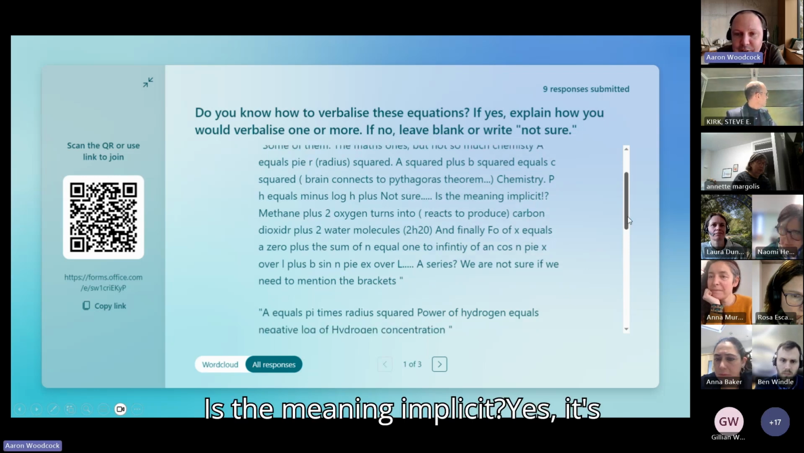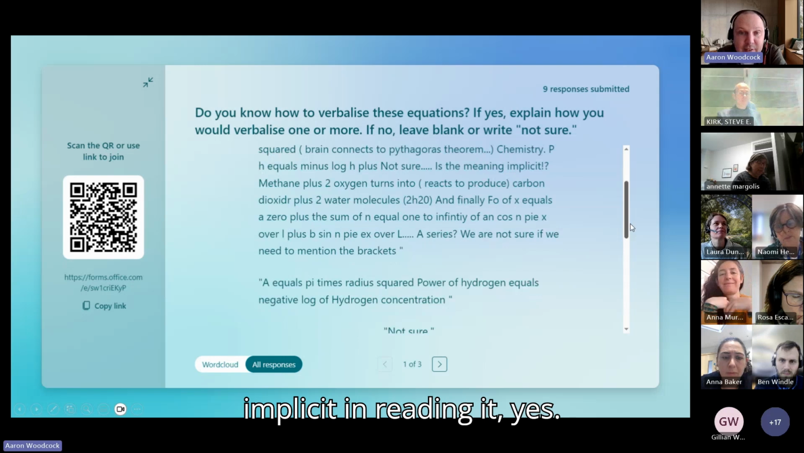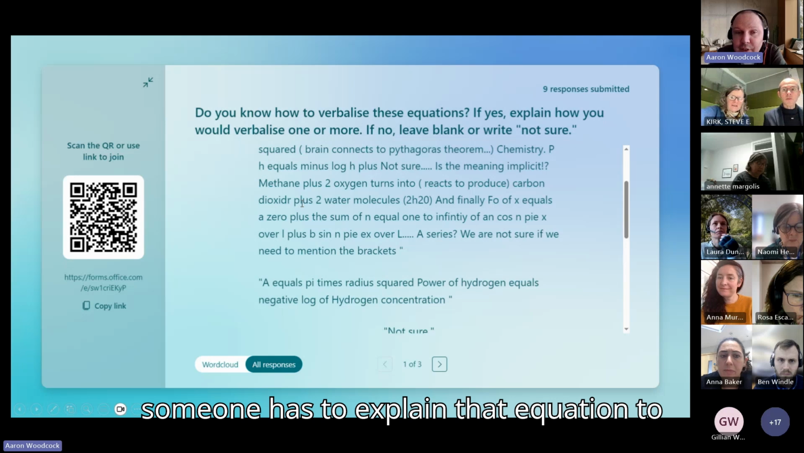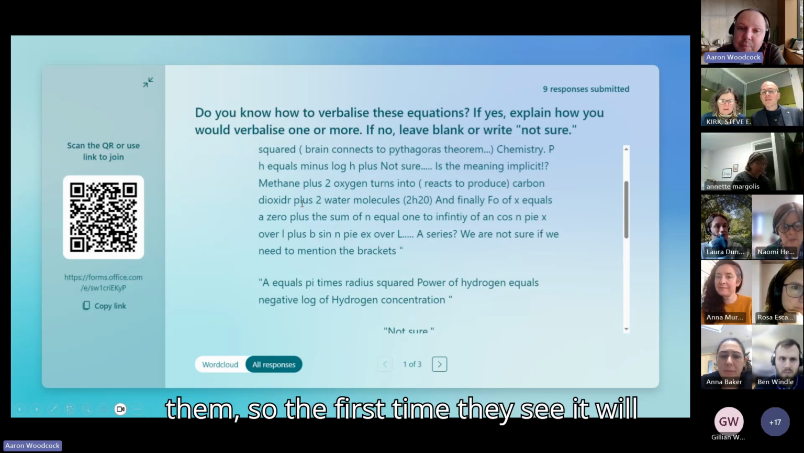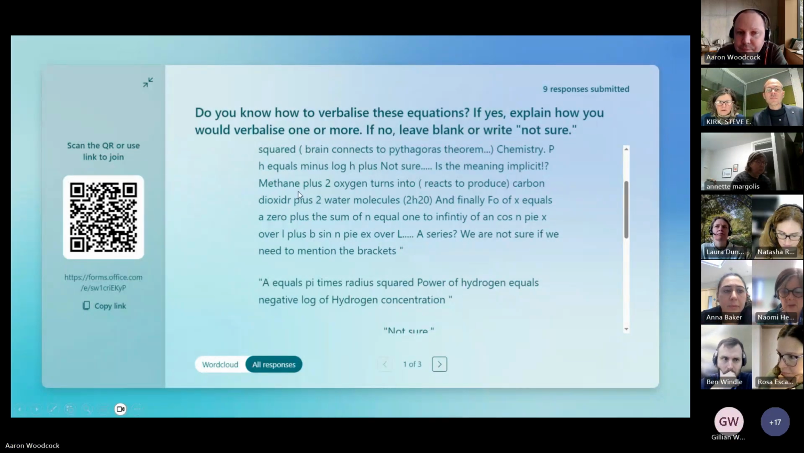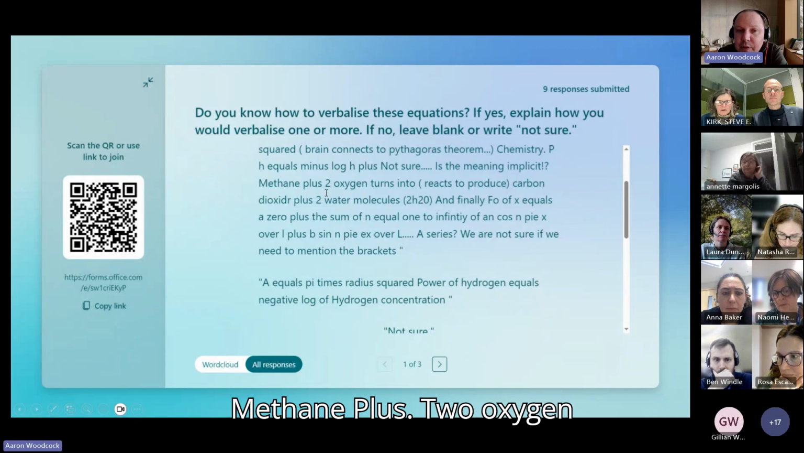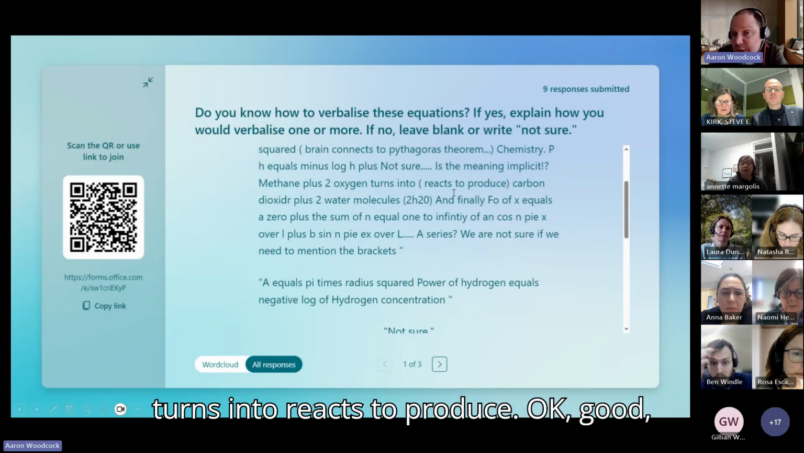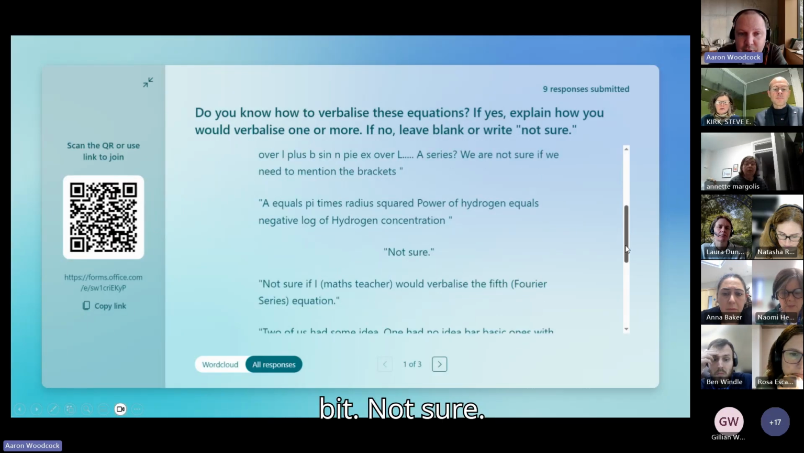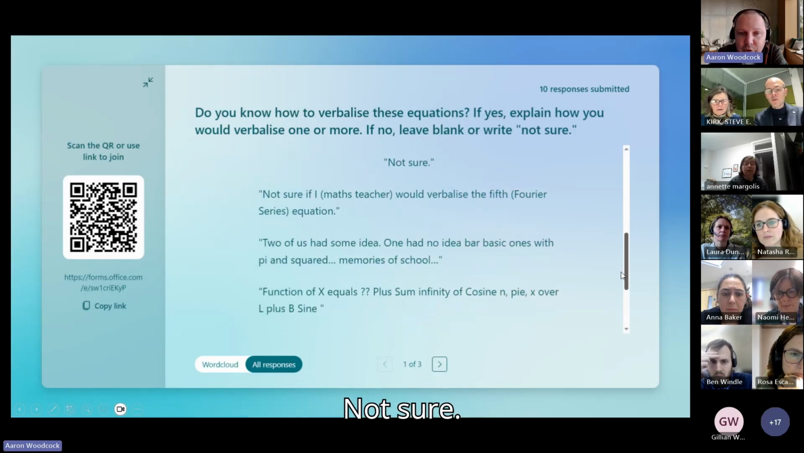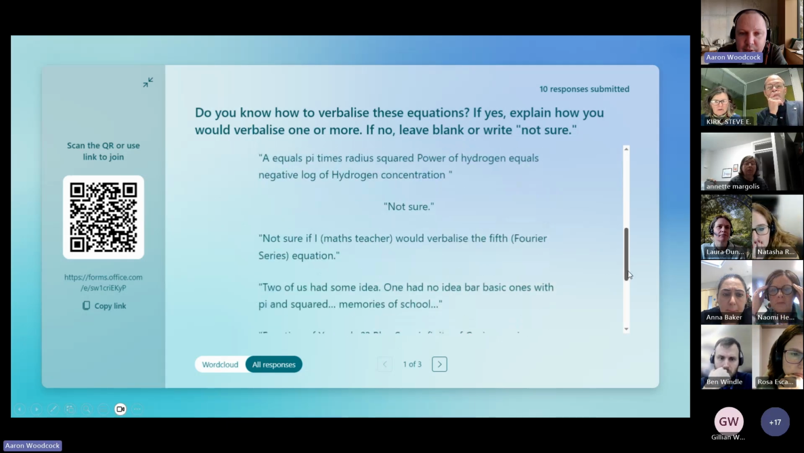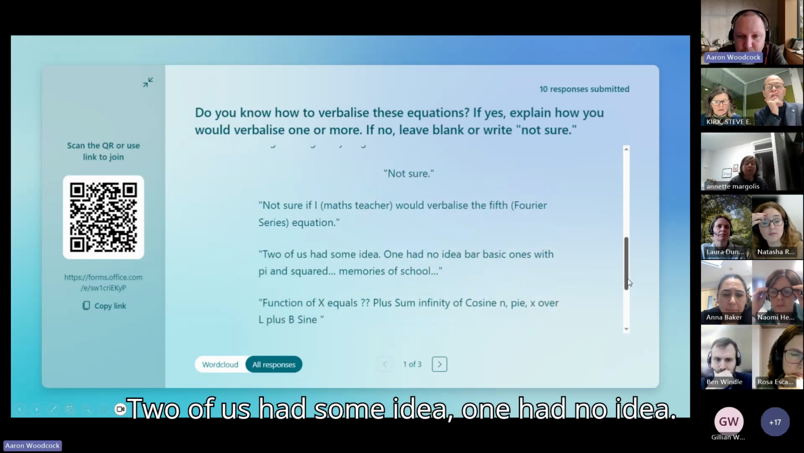Is the meaning implicit? Yes, it's implicit in reading it. But at some point in a student's life, someone has to explain that equation to them. So the first time they see it, it will have little meaning to them. Methane plus 2 oxygen turns into, reacts to produce. Okay, good. Let's go down a bit. Not sure. 2 of us had some idea, 1 had no idea.